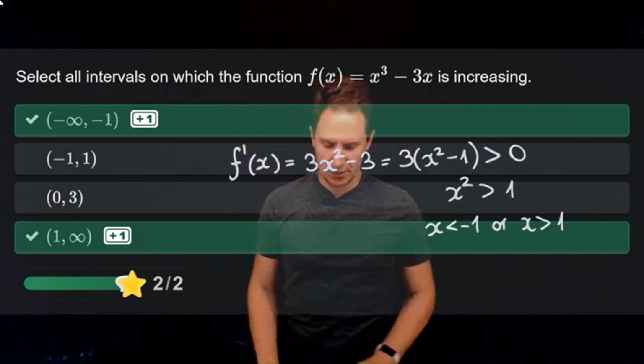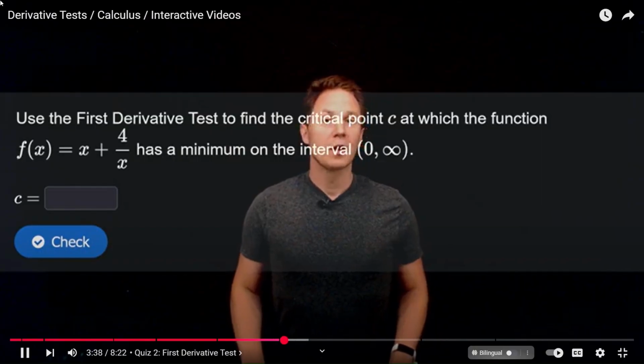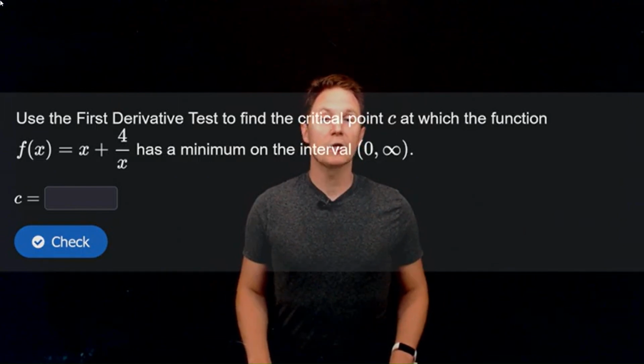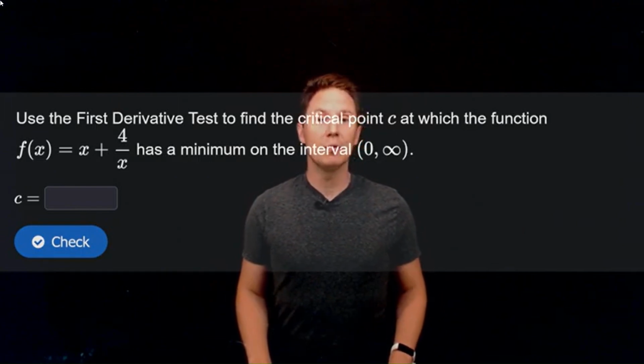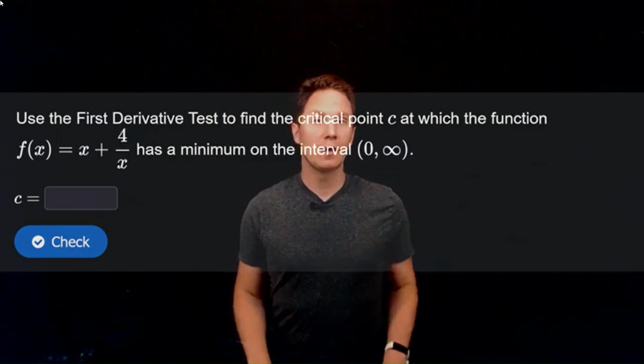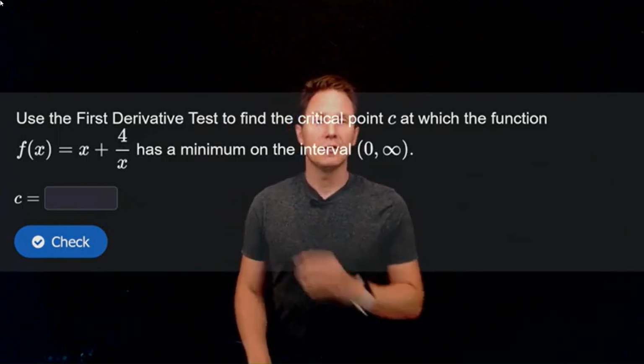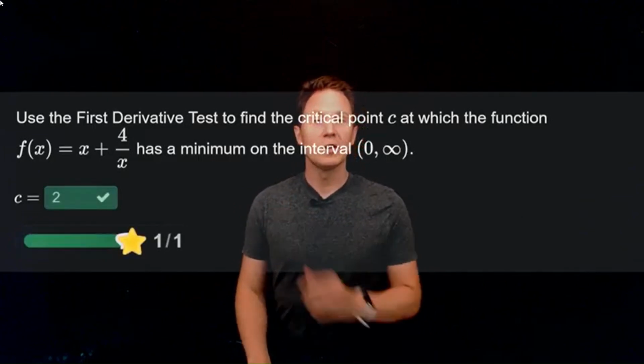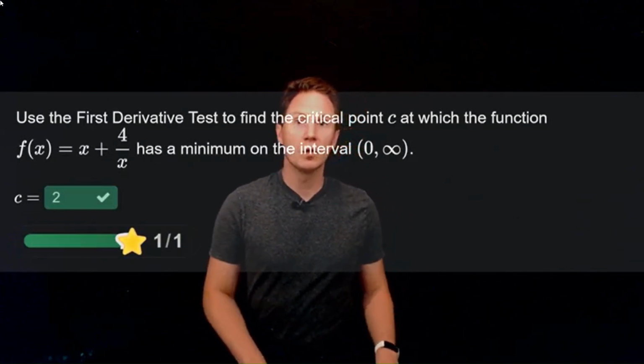Let's look at the next question. Use the first derivative test to find the critical point c at which the function f of x equals x plus 4 over x has a minimum on the interval between 0 and infinity. Pause the video and input your answer in the box. Hope you paused it and have inputted c equals 2, so 2 is this critical point.